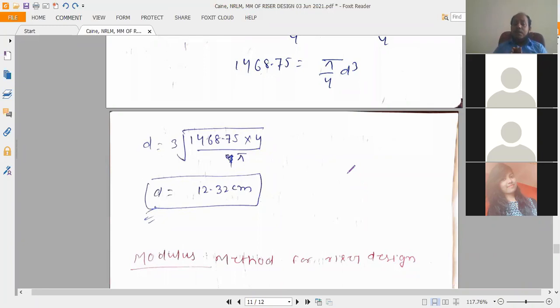Or if the graph is not provided, some tables should be given where, for different values of the shape factor, the ratio of volume of riser divided by volume of casting, means the volume ratio, will be given. So it will be easy to calculate the dimension of the riser by the Naval Research Laboratory method, a little bit simpler than Kind's. So it will be easy to find.